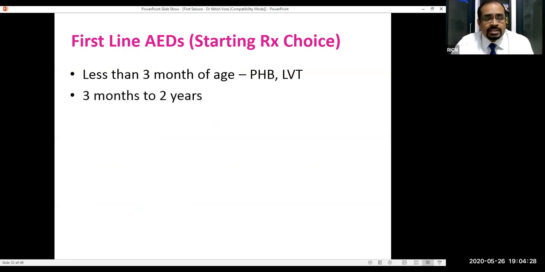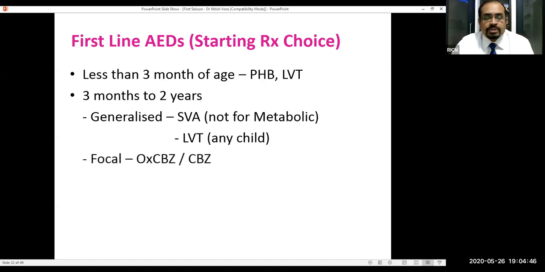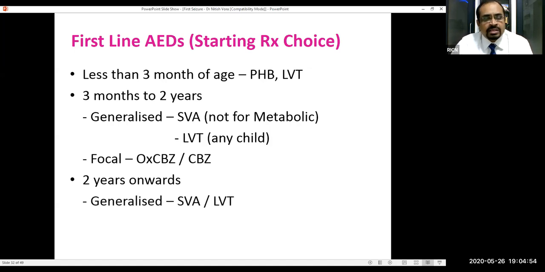3 months to 2 years. If it's a generalized seizure, sodium valproate, if the child is not metabolic or you don't think there is a metabolic cause, or levetiracetam for any child. Again, you can see why we wanted to know seizure types, epileptic or not, and in epileptic, focal or generalized, so you can decide the right treatment. Focal seizures, oxcarbazepine will be better. Of course, you can use carbamazepine as well. 2 years onwards, same principle, generalized seizures, sodium valproate or levetiracetam, and focal seizures, oxcarbazepine if possible.